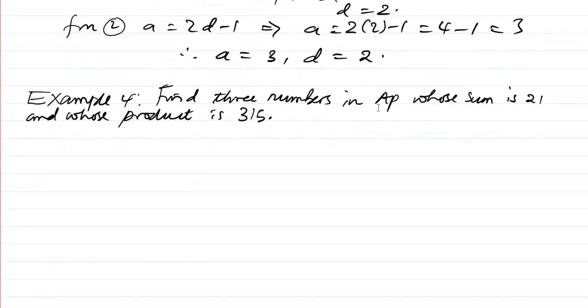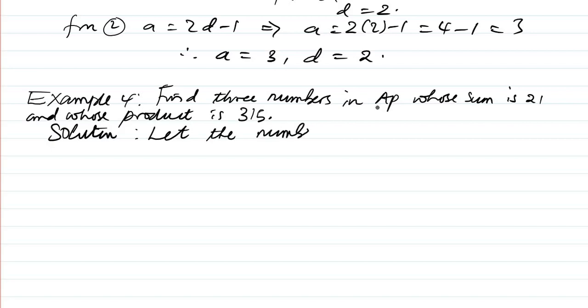So the last but not the least is this particular number 4. This is a very important example which we are going to take a look at. When you are given this kind of problem, you are told that there are 3 terms whose sum is 21 and whose product is 315. Say let the numbers be A minus D, A and A plus D, for simplicity purposes, so that it will be easier for you to simplify.